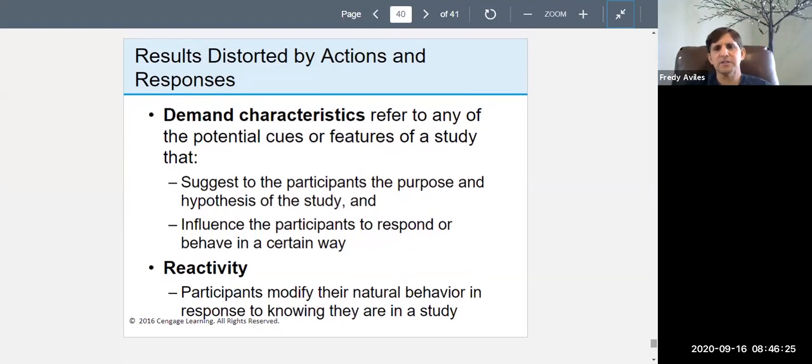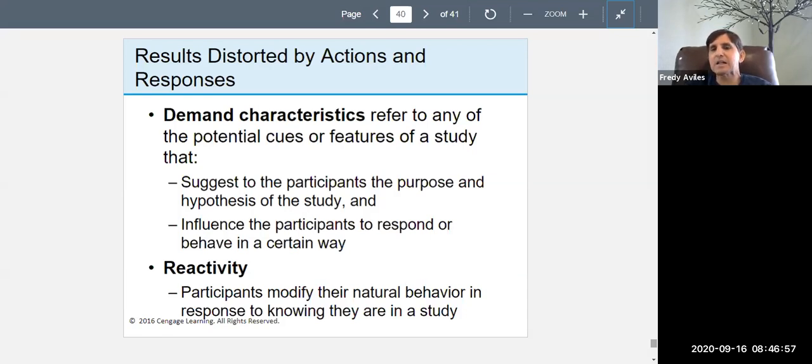The results can also be distorted by the actions and responses of participants. So you can have also different artifacts like demand characteristics, and these are all easy things that you probably heard of from Psych 101. Demand characteristics refer to any potential cues or features of the study that suggest to participants the purpose and the hypothesis of the study. So it suggests to participants what's expected and therefore how they should behave. Demand characteristics influence the participants to respond or behave in a certain way.